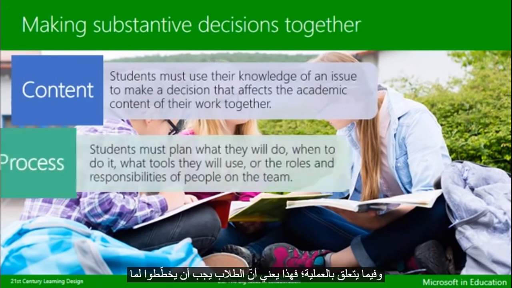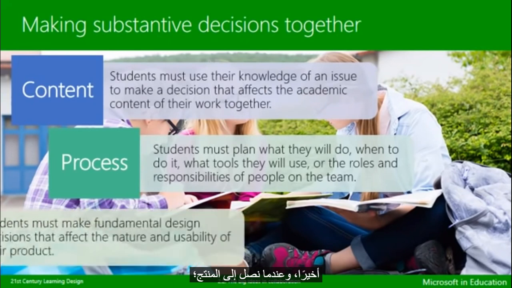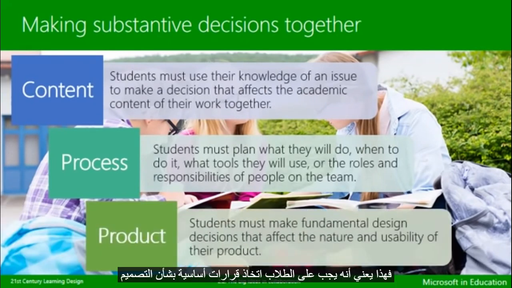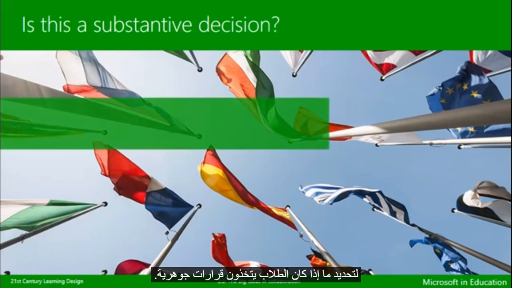With regards to process, this means students must plan what they will do, when to do it, what tools they will use, or the roles and responsibilities of people on the team. Finally, when referring to product, this means that students must make fundamental design decisions that affect the nature and usability of their product.